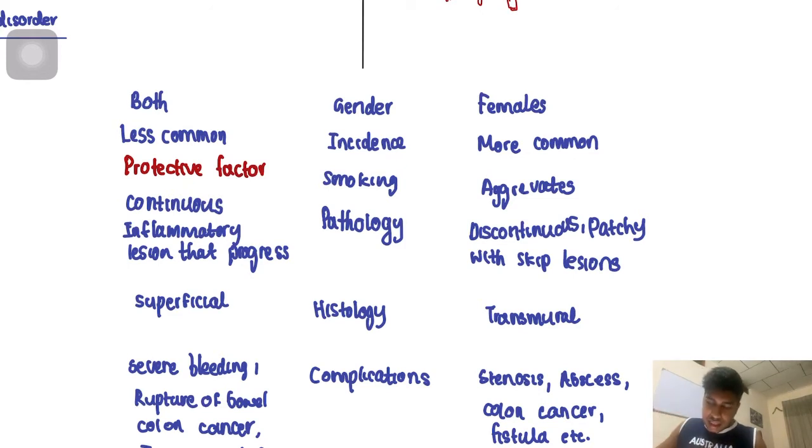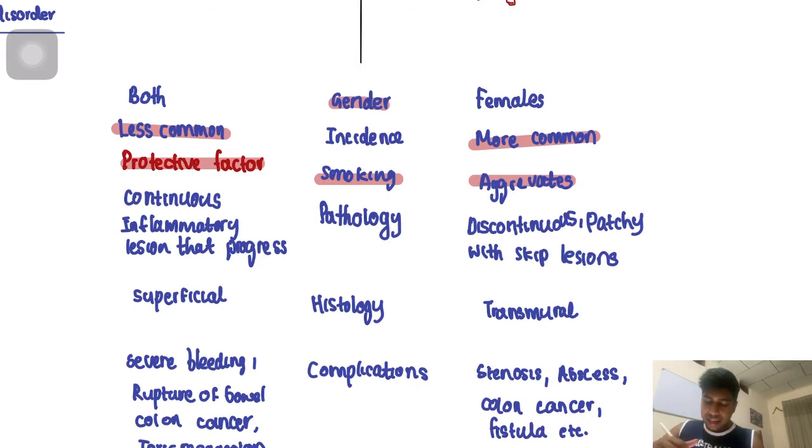Ulcerative colitis is common in both genders, but Crohn's disease is more common in females. Crohn's disease is more common relative to ulcerative colitis, and you won't hear this much, but smoking is a protective factor for ulcerative colitis. So these people are actually told to go and smoke, unlike for Crohn's disease, which can aggravate it. Okay, the pathology, like I said, there's no skip lesions.